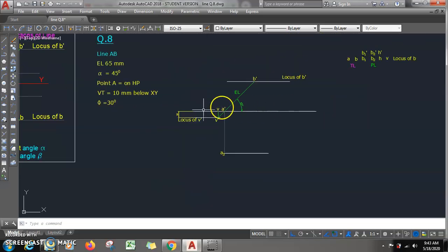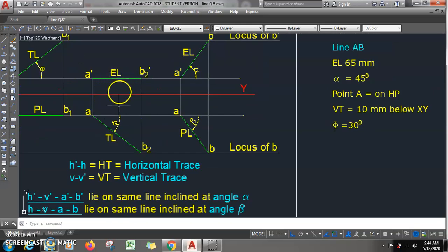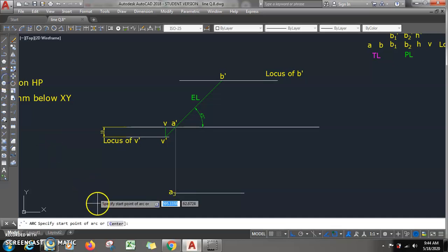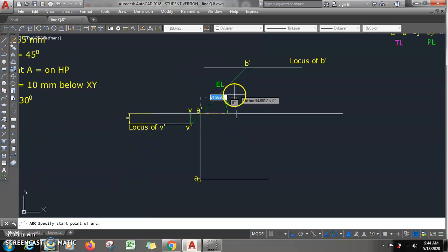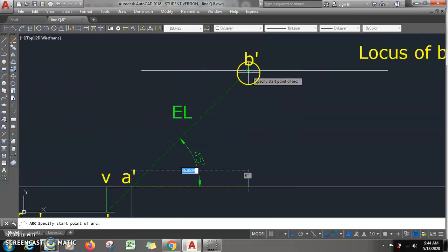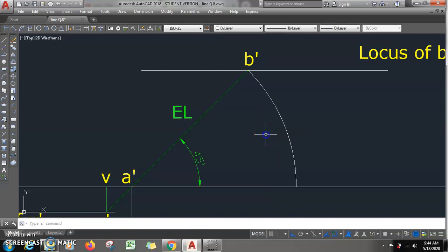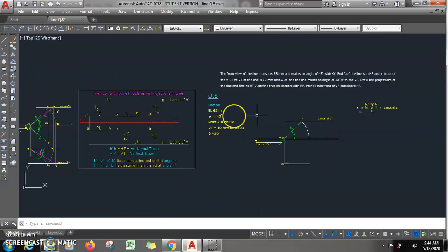Now how do we get it? When you have the elevation length and phi, can we get the true length? Yes, the elevation length has to be made parallel to XY first. So what we will do, take an arc. This will be my center, and the starting point will be point B dash. For clockwise, press and hold Shift Control. Click here. This point will be called B2 dash.